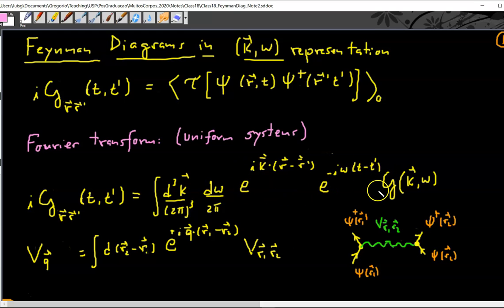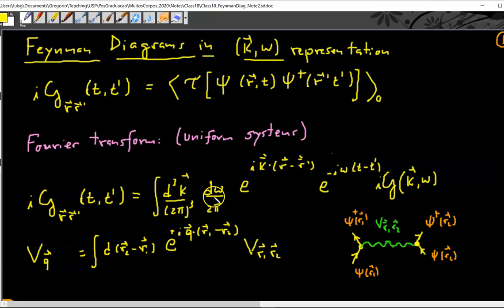So this is the inverse Fourier transform of this object, which is, oh, sorry, there's an i here. Since I put the i there, I'm going to keep this i here too. Of this object, which is the propagator in k, in momentum and frequency. So it's essentially the Fourier transform of this one. And here I'm writing the inverse Fourier transform.